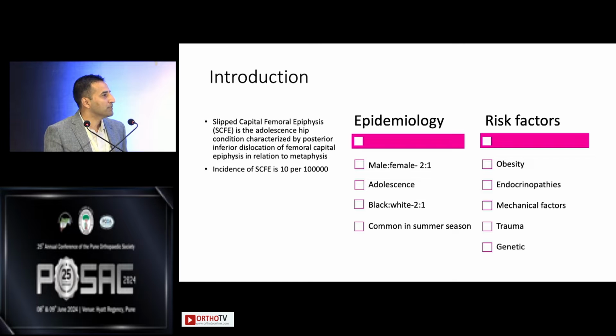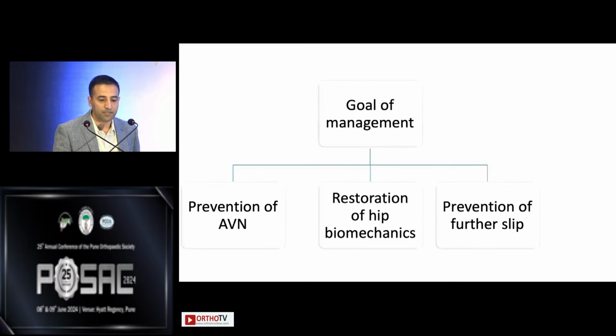In males, it occurs between 12 to 15 years of age, while in females, it is between 11 to 13 years. In black and white populations, the ratio is 2:1. It is more common in the summer season. Regarding risk factors, obesity, endocrinopathy, mechanical factors, trauma and genetic causes are associated with SCFE.